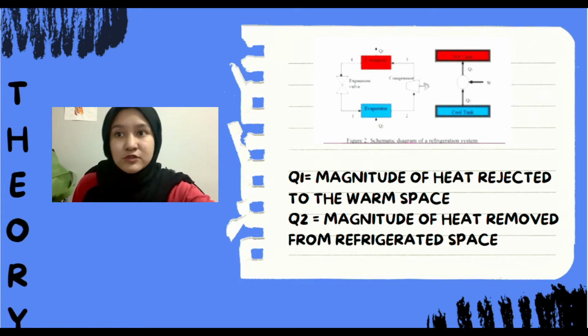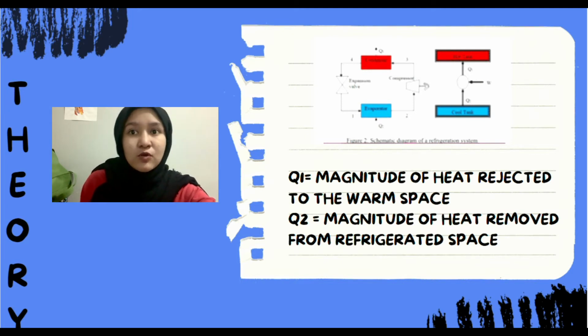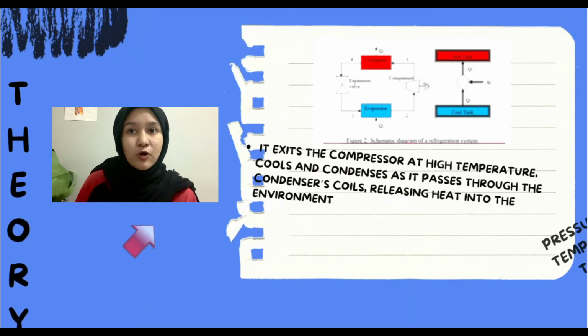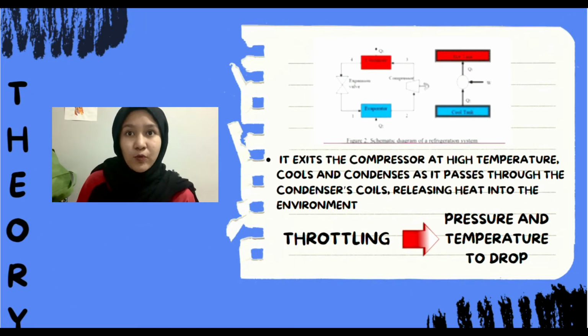Q1 is equal to the magnitude of heat rejected to the warm space, and Q2 is equal to the magnitude of heat removed from the refrigerated space. The refrigerant reaches the compressor as a vapor and is compressed to the condenser pressure as shown in figure 2. It exits the compressor at high temperature, cools and condenses as it passes through the condenser coils, releasing heat into the environment.